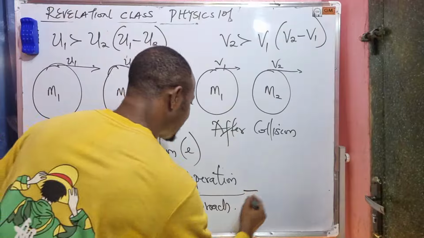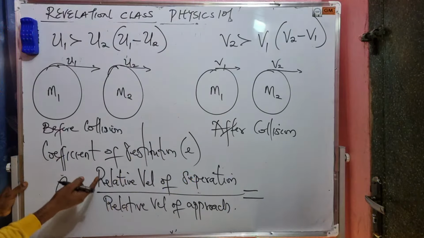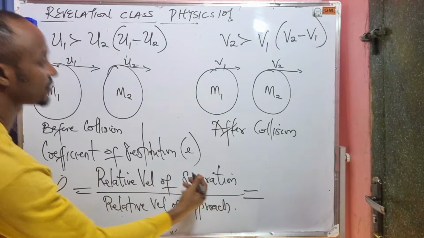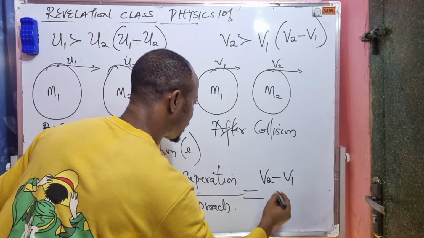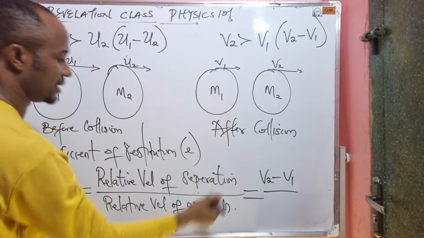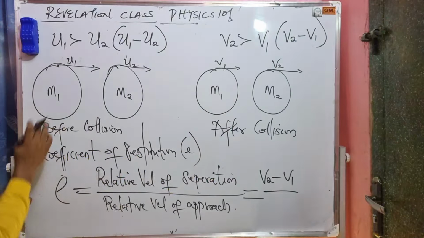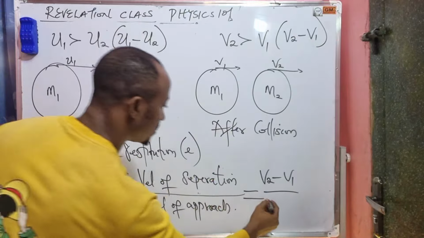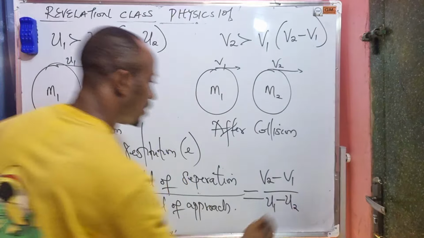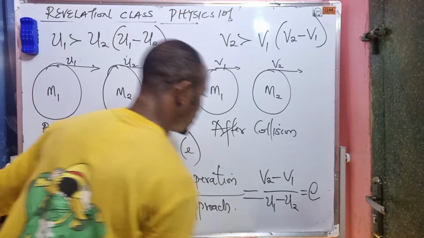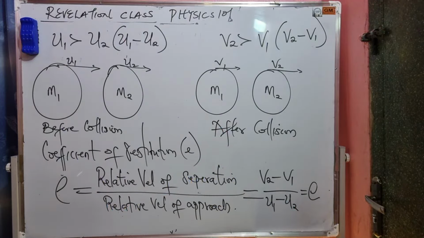So that means the expression becomes relative velocity of separation, which is V2 minus V1, over relative velocity of approach, which is U1 minus U2. All of this is equal to E, where E represents the coefficient of restitution.